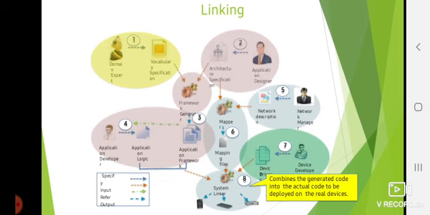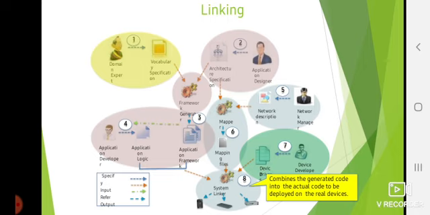The next step is linking. The linking consists of 8 steps. The first step is that the domain expert specifies the vocabulary specification. The application designer specifies the architecture specification. Both the vocabulary specification and architecture specification are combined in the framework generator.